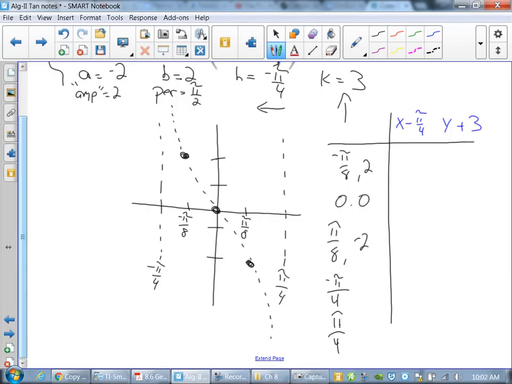So I take negative 1/8 and I subtract 1/4, so it'll be negative 2/8. Negative 1/8 minus 2/8 becomes negative 3/8. 2 plus 3 is? 5.